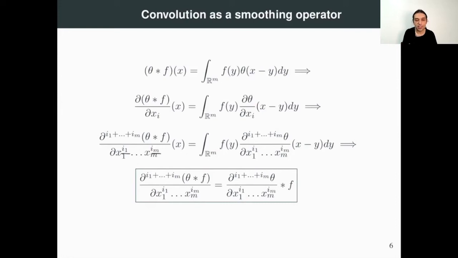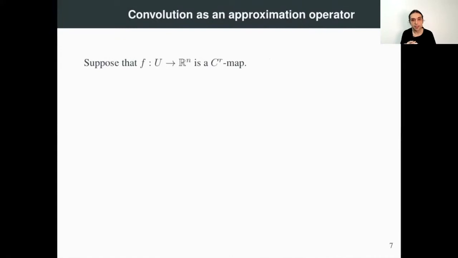We need to show that the convolution is close to f somehow. And let us explain now how. First of all, as we already said, the convolution of theta and f is C infinity in its domain of definition, which is U delta. Now, let us see that the convolution is an approximation operator.